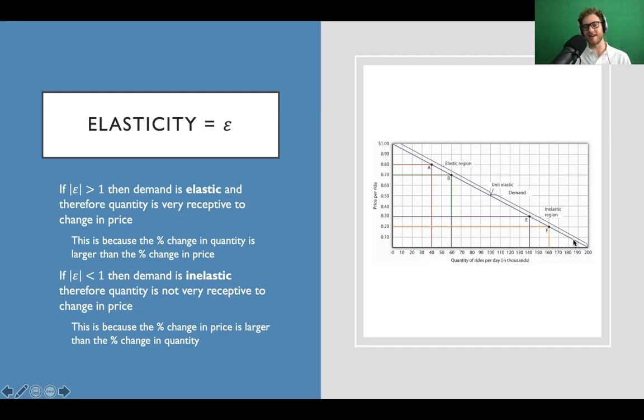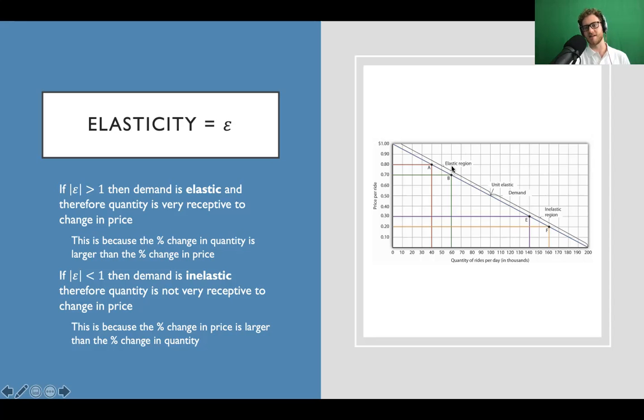Now, quick things on elasticity. If the absolute value of elasticity is more than 1, and really quick, this is the fancy E for elasticity, so you don't need to write elasticity every time, you just make this little fancy E. If the absolute value of your elasticity is more than 1, then your demand is elastic, and therefore the quantity is very receptive to a change in price. This is because the percentage change in quantity is larger than the percentage change in price.